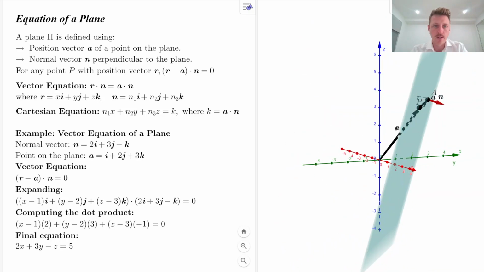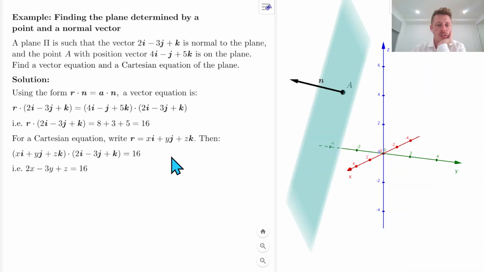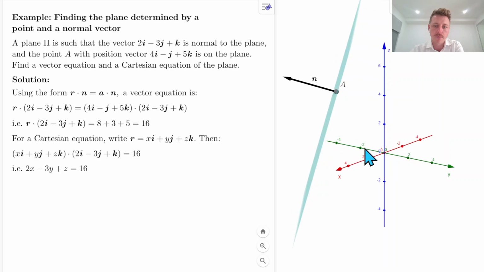Hopefully making some sense. Let's have a look at the next thing. Okay, so now we're just going to look at some examples, and the first example is finding the plane determined by a point and a normal vector. So let's imagine a plane is such that the vector 2i minus 3j plus k is normal to the plane, and the point A with position vector 4i minus j plus 5k is on the plane. So that's that point here, and this is the normal vector pointing out of that plane.